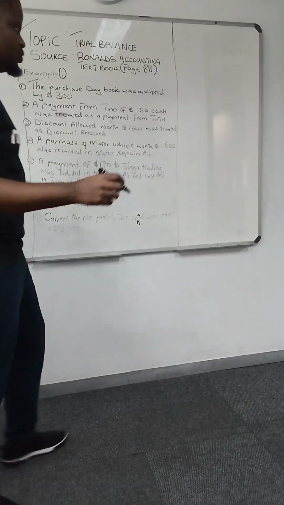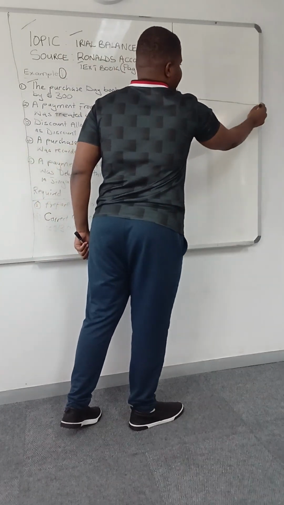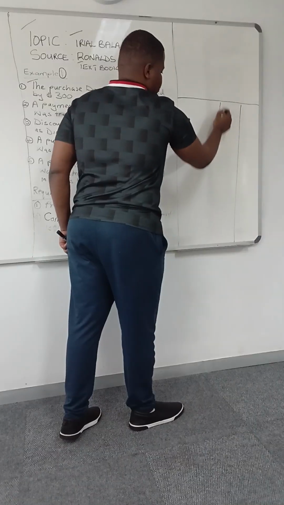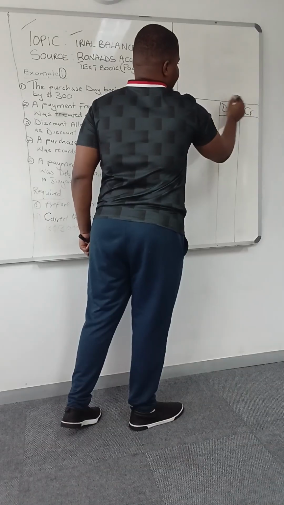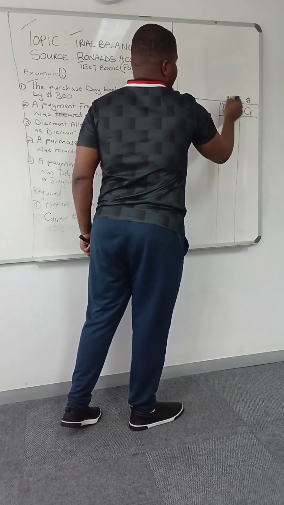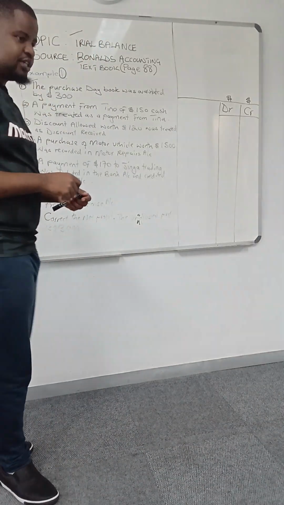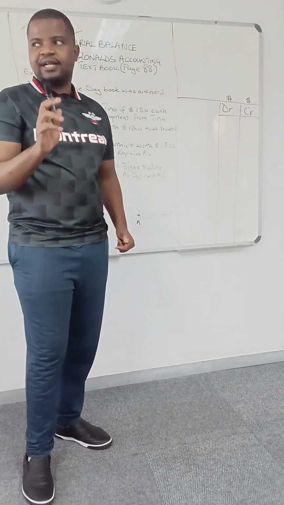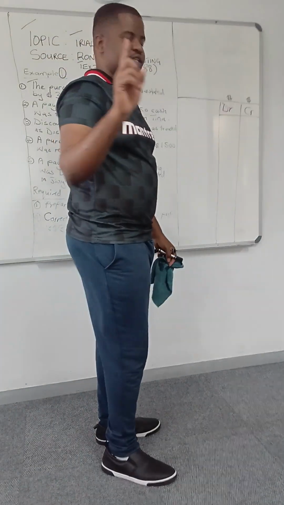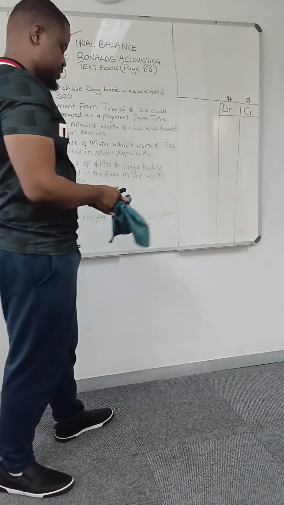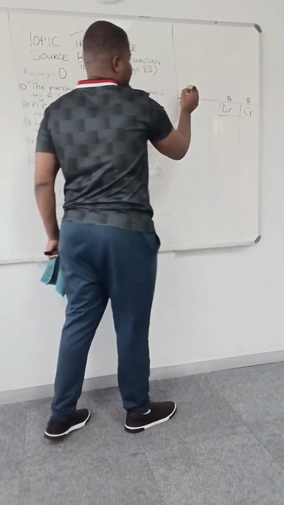So the first thing that you want to do, we need to do the journal entry first. Debit, credit. So the journal entry that we are going to do for each and every transaction here. The journal entry is not part of our question, but you need to know that you need to have the journal entry first for you to do the suspense.